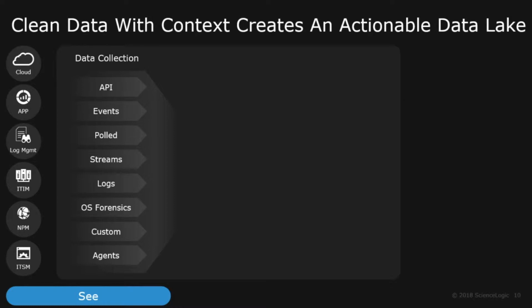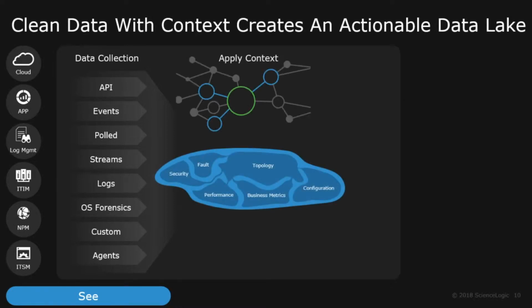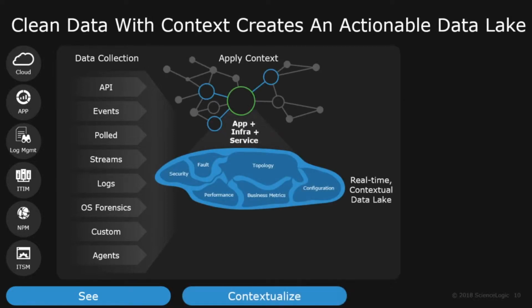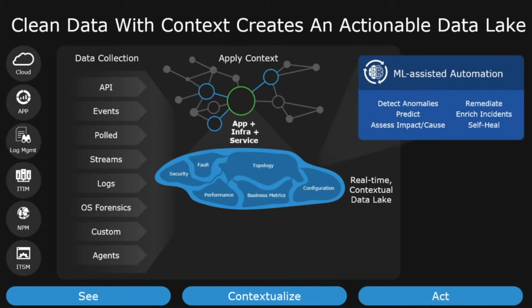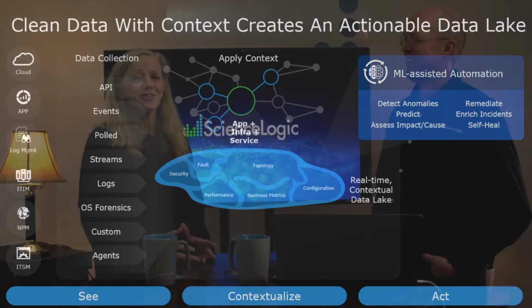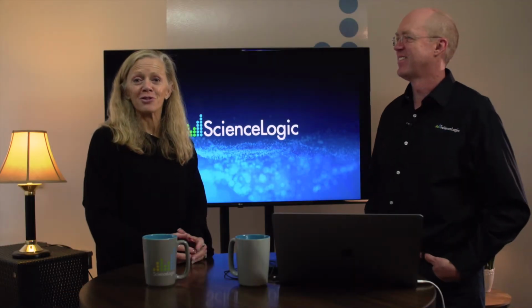We use a variety of techniques to put the data into a data lake, and then we add context to that. That allows us to drive AI-assisted automations, things like assessing service impact, driving enrichment of incidents and automation of the CMDB, synchronization, as well as remediation, self-healing, and more. So today, we're going to talk about business service impact.